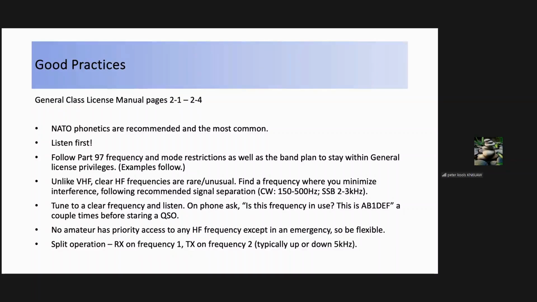When you're on HF, and this is true on VHF and UHF as well, always listen first. You never know who's out there. You may only hear one side of a conversation, particularly on HF. And so it's just a good practice to tune to a frequency that you're thinking about transmitting on, listen for a bit, see if anybody else is out there. Follow FCC Part 97 frequency and mode restrictions, as well as the band plan to stay within your general license privileges. And I do have a couple examples on the next couple slides.